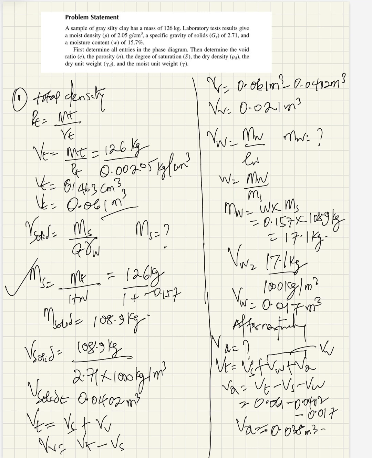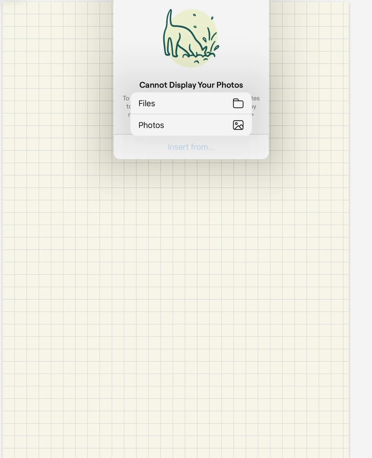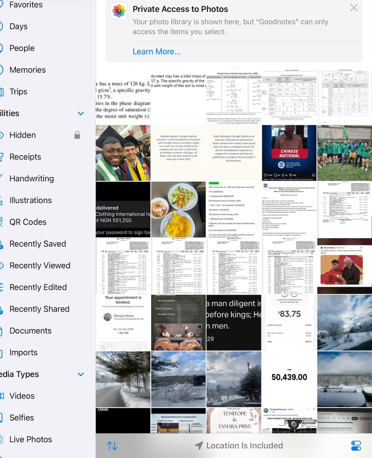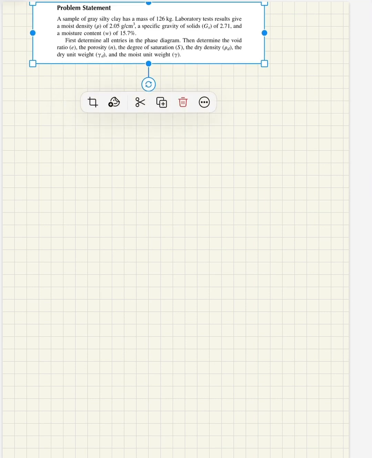So we have to go to our question. So the question says, find the void ratio. So we're going to start from there. Finding the void ratio is the first thing to be done.